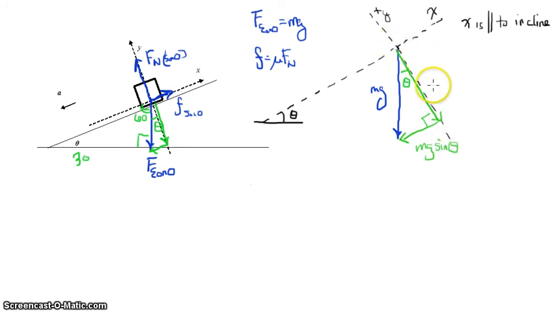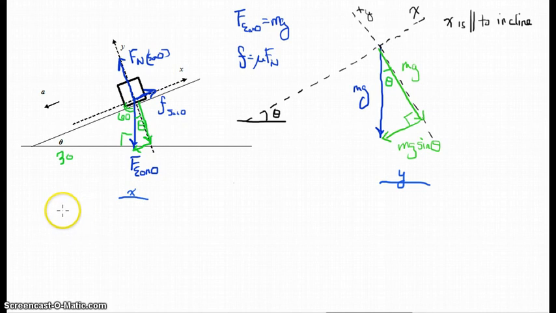Now if we look along the y direction, mg again is our hypotenuse. This is our adjacent side. So cosine of theta will equal the y component divided by mg. If I multiply through by mg on both sides, we get mg cosine of theta.